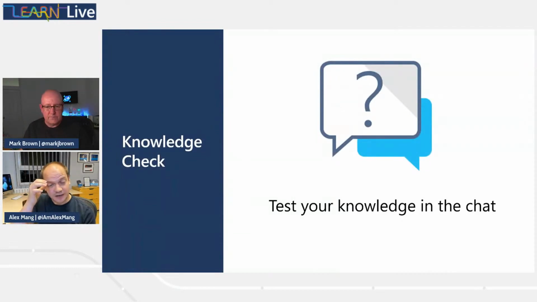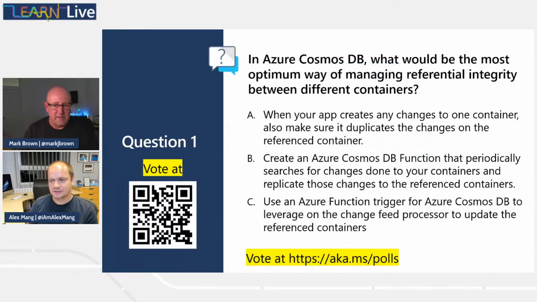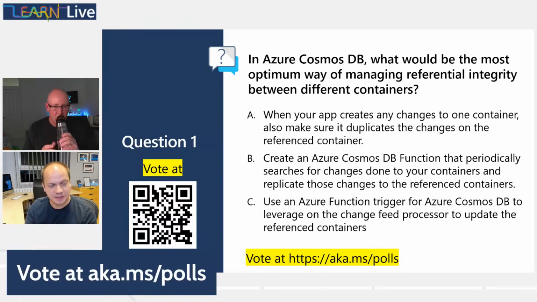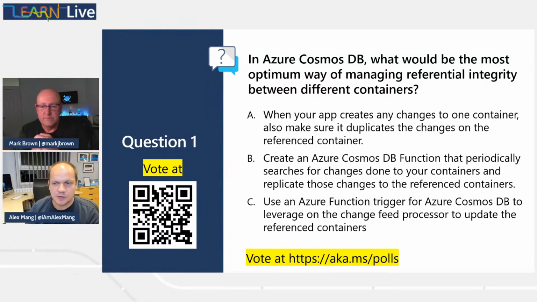We actually have a knowledge check, and we could probably take at least the first question, if you don't mind. Yeah, we don't want to spoil it for everyone. Absolutely. I do want to remind people that they can chat in the chat window, but they can also vote, and in real time we're going to get their answers. I'm going to read out loud the question. In azure-cosmos-db, what would be the most optimum way of managing referential integrity between different containers? Is it A, when your app creates any changes to one container, also make sure it duplicates the changes on the reference container? Or is it B, create an azure-cosmos-db function that periodically searches for changes done to your container and then replicate those changes to the reference containers?